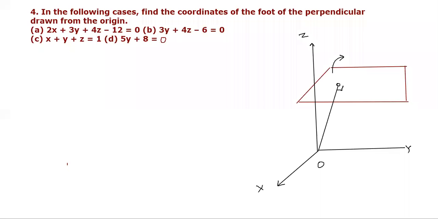Now we have to find the foot of perpendicular of the origin. So from origin O we have dropped a perpendicular. This point P we have to find, the foot of the perpendicular, and the equation of this plane is 2x plus 3y plus 4z minus 12 is equal to 0. This is question A we are doing.